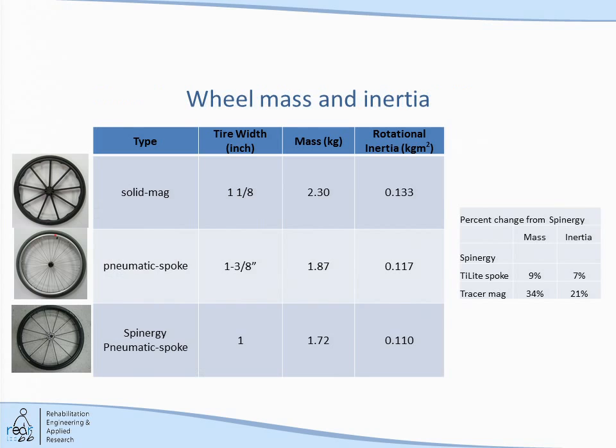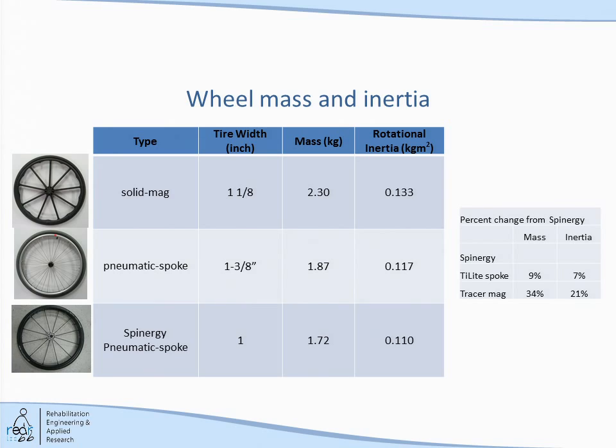Okay, same with wheels. Wheels have mass, but wheels also have rotational inertia. So here's a solid mag tire that we got off of the Tracer. Here's a spoke pneumatic tire that we got off the stock Tilite. And then we have a Spinergy low inertia wheel. You can see there's a little difference in mass, but that's not the only thing you need to look at when you look at performance of a wheel. You have to look at that other column, the rotational inertia column, because that has to do with how much inertia it has when it's spinning on its axle. And once again, you can sort of see the differences.